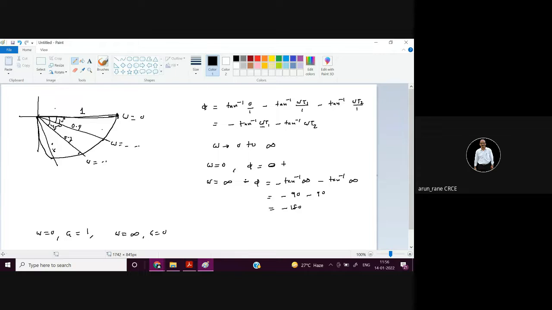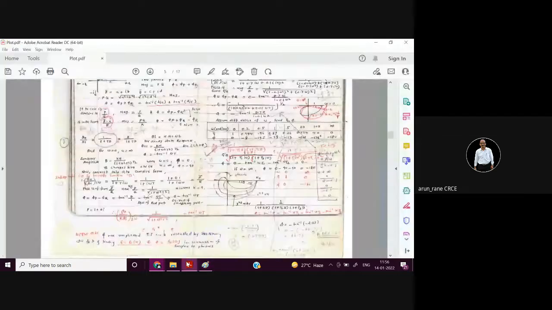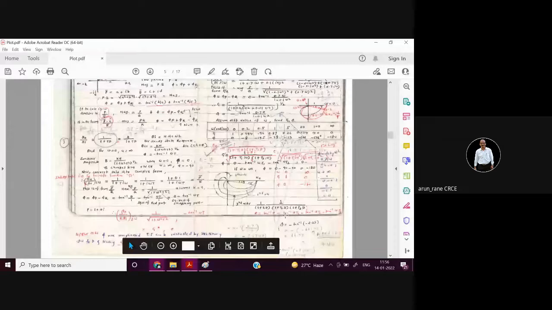Next, I hope you have got some idea. Now similarly, this is third order. So here you will get tan inverse of 0 minus tan inverse of omega t1 minus tan inverse of omega t2 minus tan inverse of omega t3, right? And similarly, you will get the value of g also.